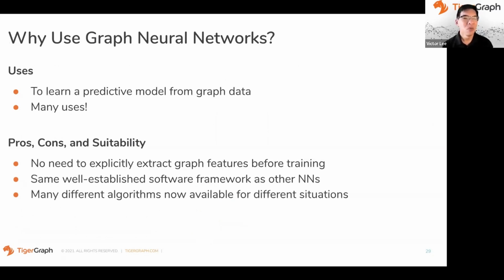And so why would you use a graph neural network? If you have a graph where graph structure is important and you have a task where a neural network makes sense, then you probably should consider using a graph neural network. So you don't need to explicitly extract graph features. The training will do that. As I've said, they're a well-established software framework, because you're just using a neural network. It's in Python. You can use a lot of the same infrastructure.